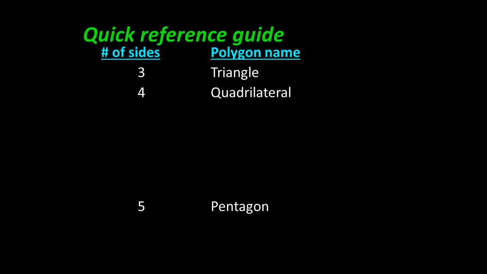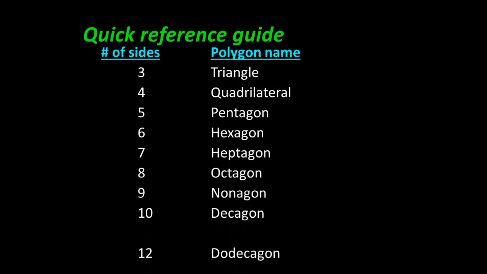So just a quick reference guide. We have number of sides and polygon name. Now we're going to go through some that you know, such as, if it has 3 sides, it's a triangle. If it has 4 sides, it's a quadrilateral. And you might know some of these. 5 sides is a pentagon, 6 sides is a hexagon. From there, you might not know that 7 is a heptagon. You probably know 8 is an octagon, 9 is a nonagon, 10 is a decagon, 12 is a dodecagon, and 15, and I'm probably going to butcher this, we're going to say that's a pentadecagon.